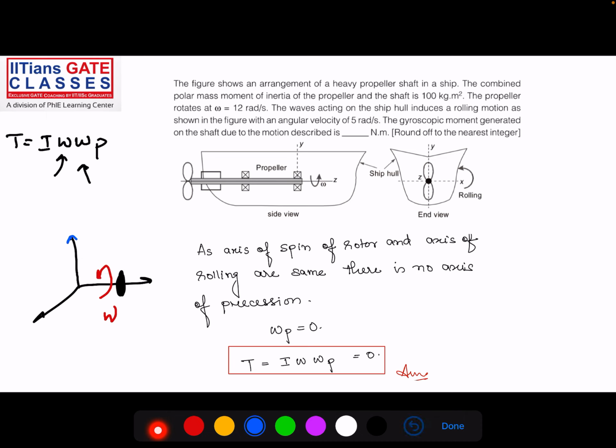So this is a very conceptual question. You might have made a mistake. If you are unable to visualize this properly and just remember the formula, with two angular velocities given, you would have simply thought, oh, such an easy question, and given the answer. But this is a very conceptual and nice question. Since the axis of rolling and the axis of spin of the rotor are the same, there is actually no axis of precession. In that case, the angular velocity of precession will be 0, and then the gyroscopic moment will be 0.